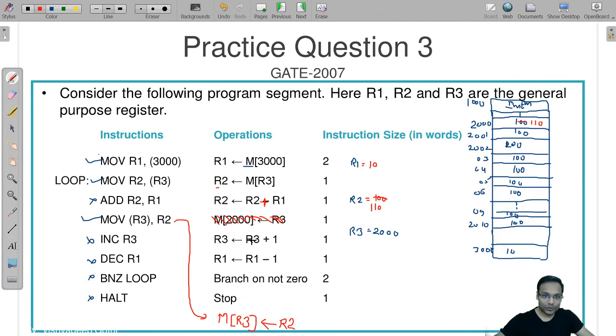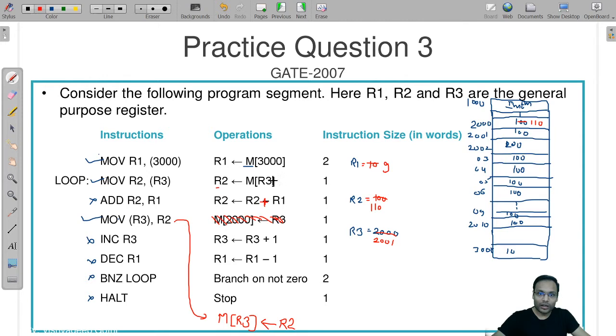Further, next is what? R3 is equal to R3 plus 1. So R3 becomes 2001. R1 equals R1 minus 1. This becomes 9. Now, branch on not 0. Previous instruction's result, R1 minus 1, is 9, which is non-zero. Yes, non-zero. So jump means come here, and execute this instruction again. Let's run this particular instruction again.